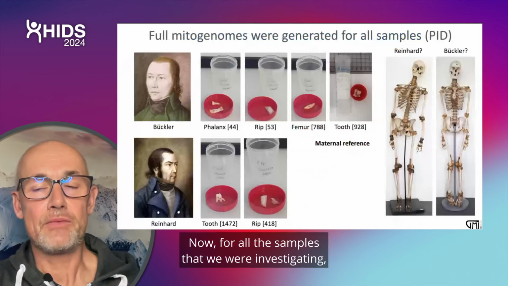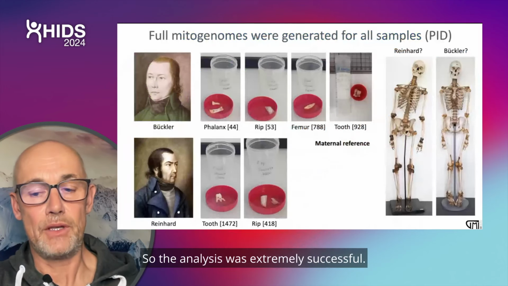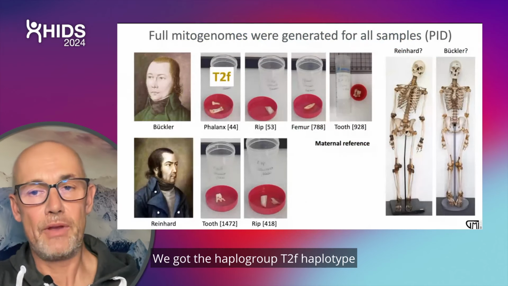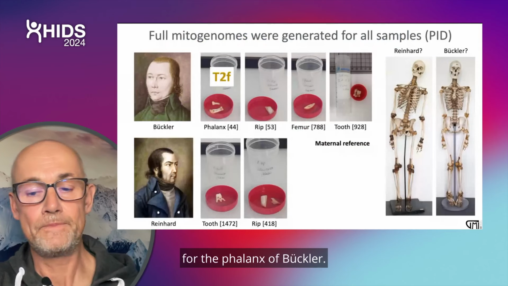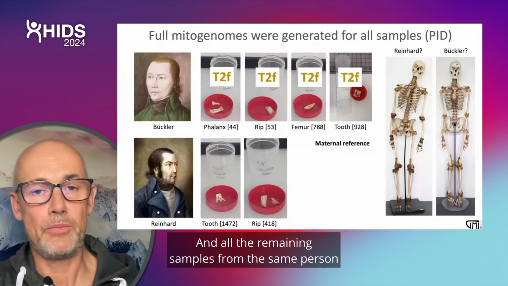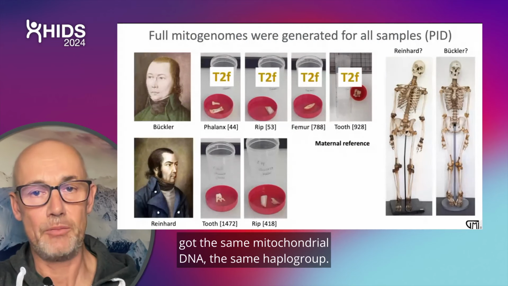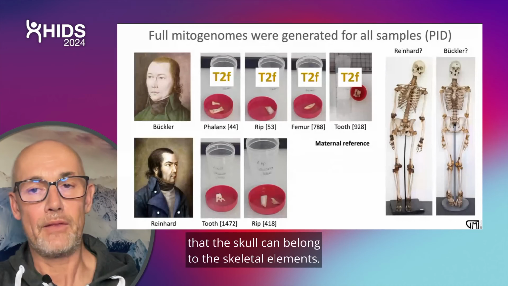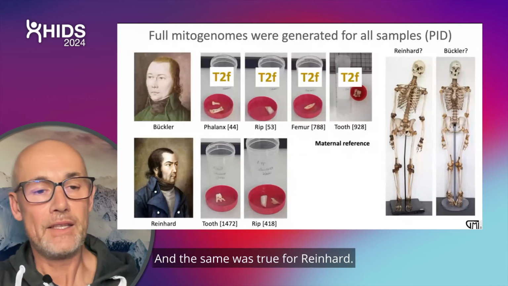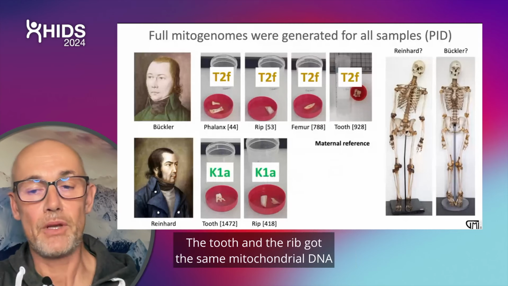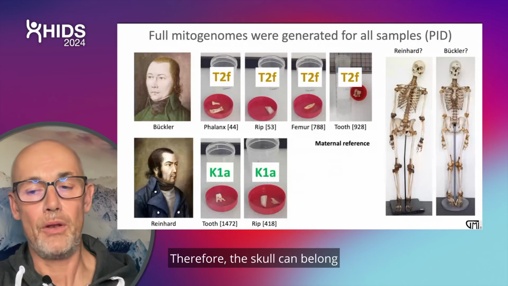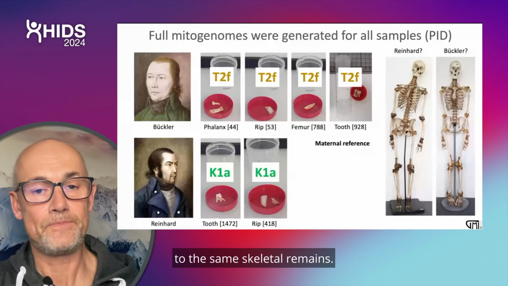Now, for all the samples that we were investigating, we got full mitogenomes. So the analysis was extremely successful. We got a haplogroup T2F haplotype for the phalanx of Buechler. And all the remaining samples from the same person got the same mitochondrial DNA, the same haplogroup. So from this result, we know that the skull can belong to the skeletal elements. And the same was true for Reinhardt. The tooth and the rib got the same mitochondrial DNA belonging to haplogroup K1A. Therefore, the skull can belong to the same skeletal remains.